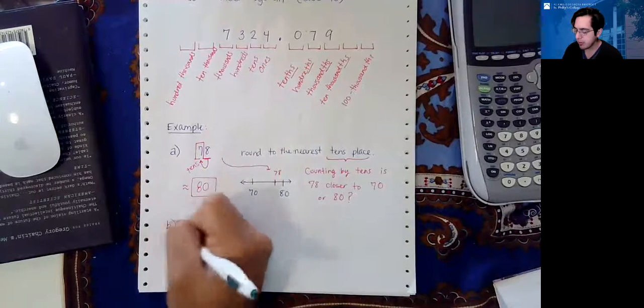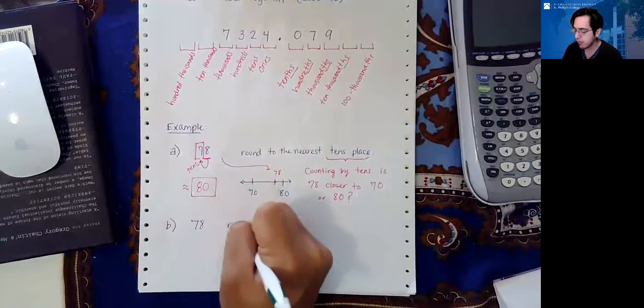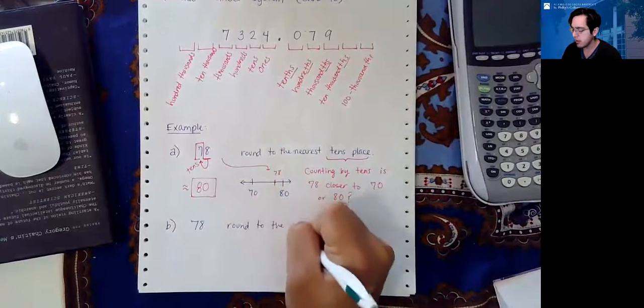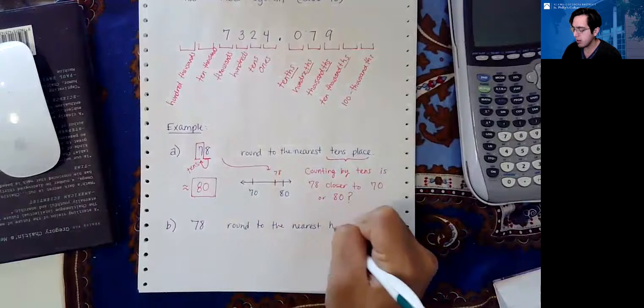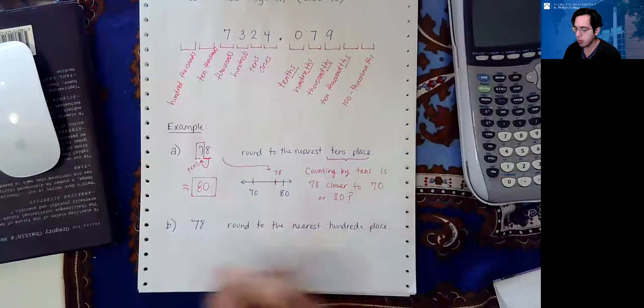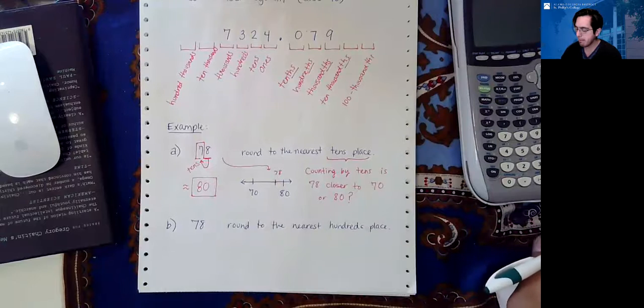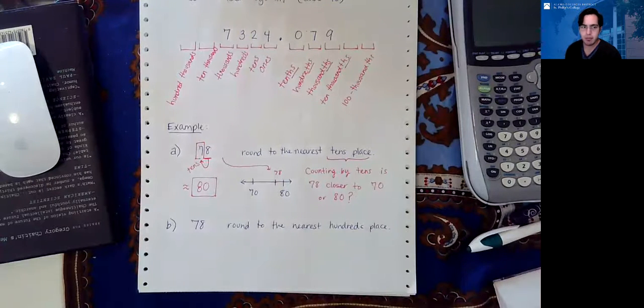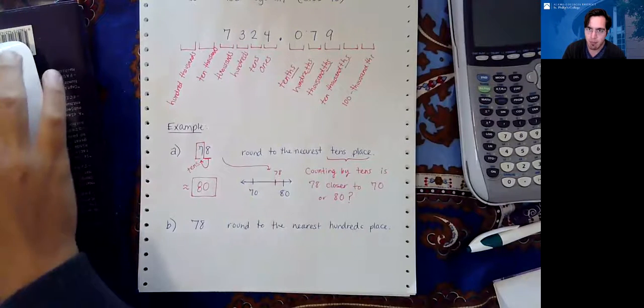But now if I gave you that same number, 78, and I said round to the nearest hundreds place, then what would you round 78 to? Anybody? Hundreds. Rounding to the nearest hundreds. So it'd be 100, right?